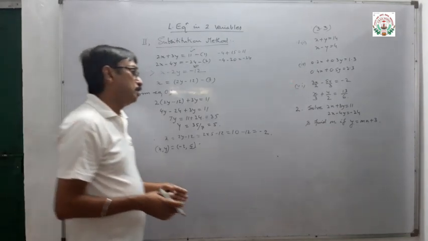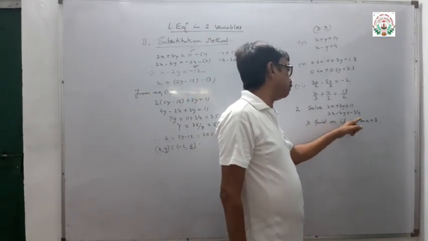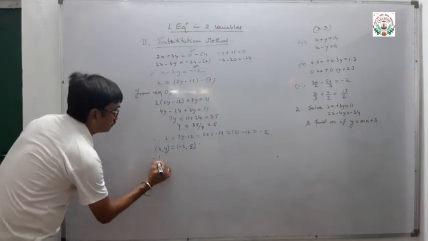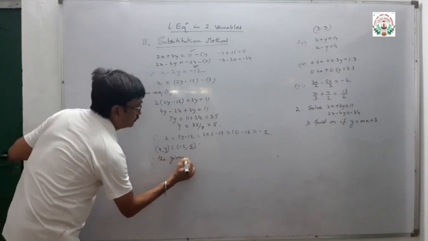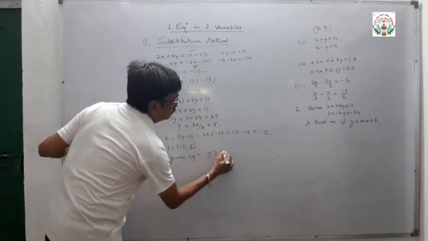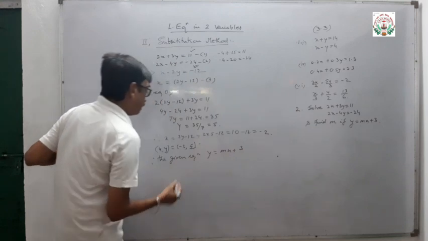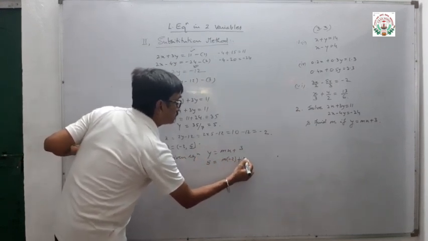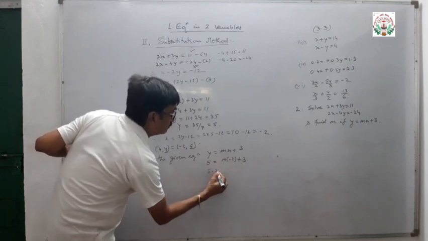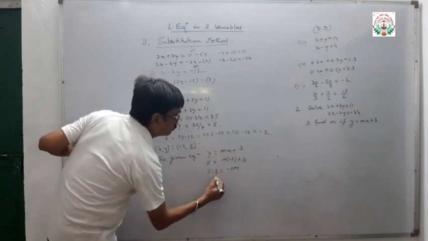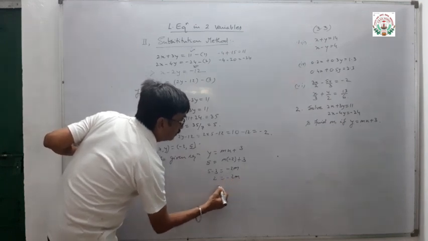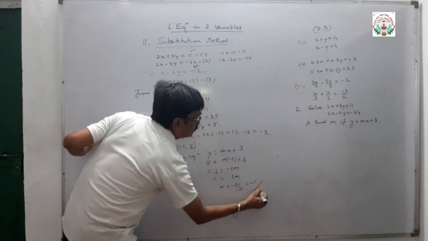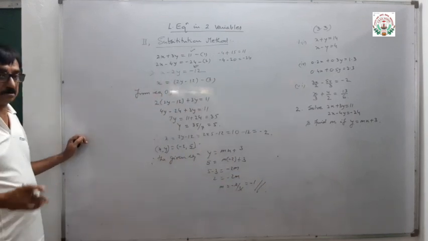Now we have to get the value of m by substituting the values of x and y in the given equation. Since the given equation is y equals mx plus 3, the value of y is 5, and mx is m into minus 2 plus 3. 5 minus 3 equals minus 2m. So 2 equals minus 2m. So m equals minus 2 by 2, which equals minus 1. So that is our final answer.